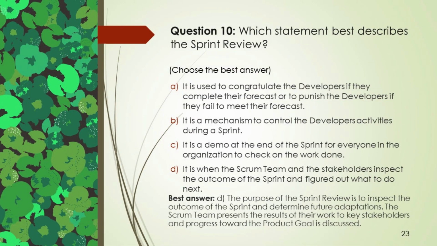Best answer, D. The purpose of the sprint review is to inspect the outcome of the sprint and determine future adaptations. The Scrum team presents the results of their work to key stakeholders and progress toward the product goal is discussed.